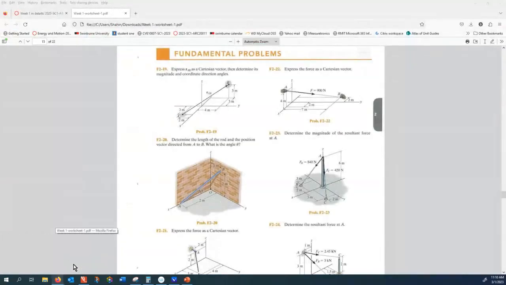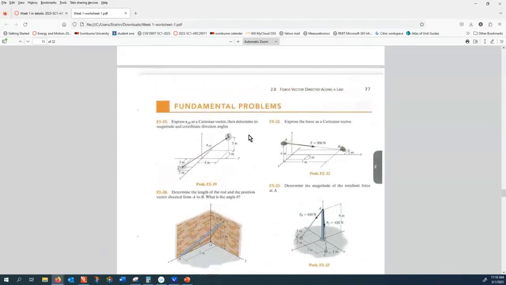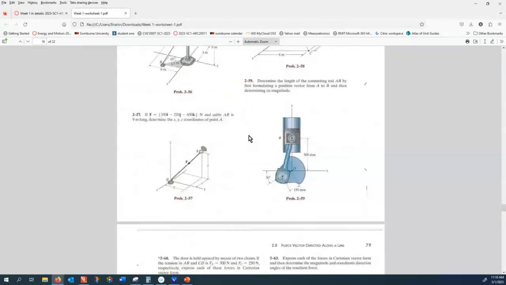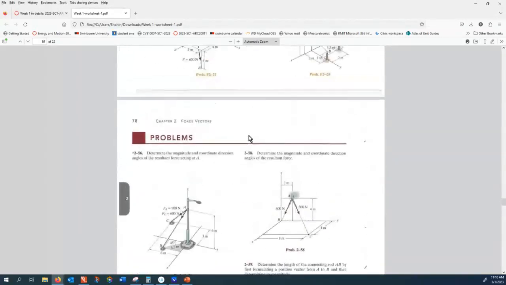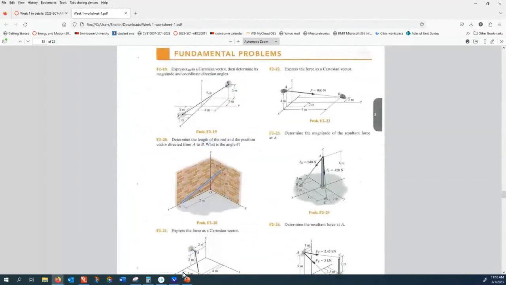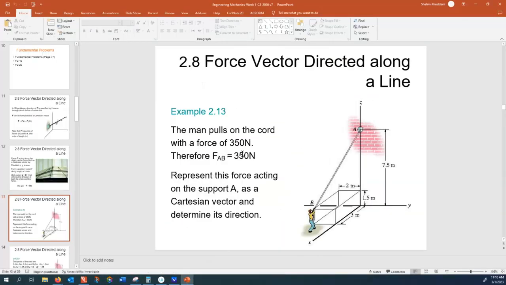So this guy is exerting a force of how much? What is the magnitude of the force they apply? Oh, that was from the slide. Okay, they are exerting 350 Newton.